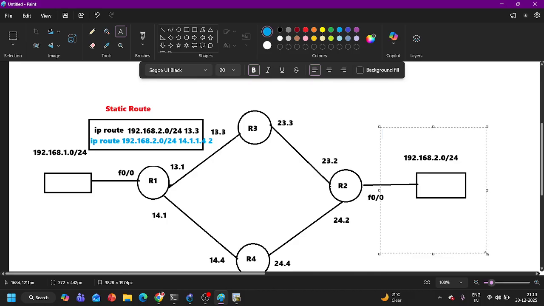So will you configure a static route here like this? If you are the network engineer, no. Is there any way to solve it in a static route? Yes, Praful, there is one way.